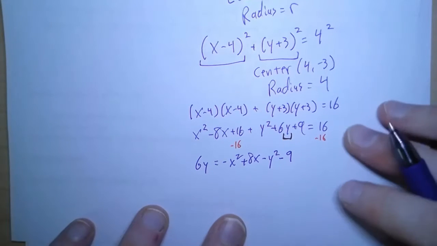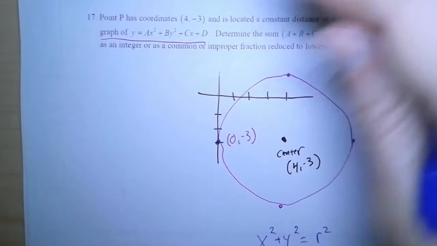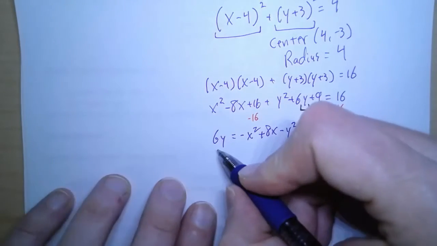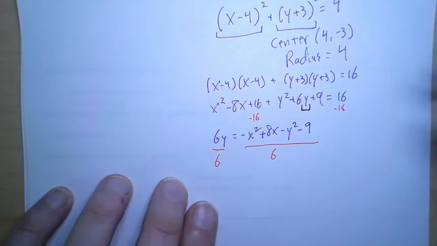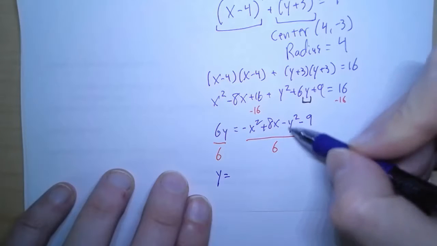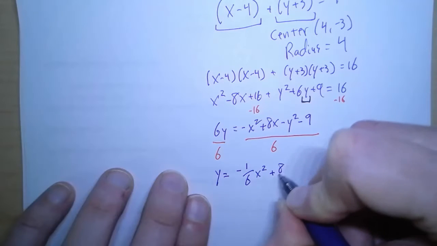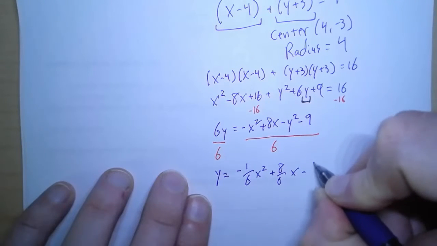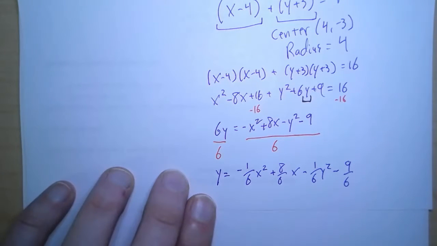Now, if you notice in the equation, it says that y is by itself. So we have to take that 6 and get rid of it. So everything here has to be divided by 6. Now, we're going to divide each of these terms by 6. So we have negative 1/6 x squared plus 8/6 x minus 1/6 y squared minus 9/6. And so, if we look back at the original equation, we've solved it for y.